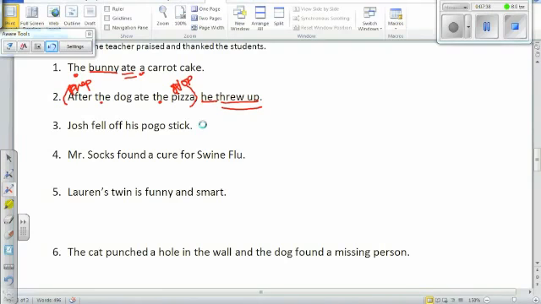We'll do one more for this video. Josh fell off his pogo stick. Well, first of all, you may think, is it Josh or is it pogo stick? You can look at who did the action, and if the action is fell, then Josh has to be our subject. Something else to help you know for sure is that off is on the list of prepositions. So off is the preposition, and then stick is the noun object of the preposition.